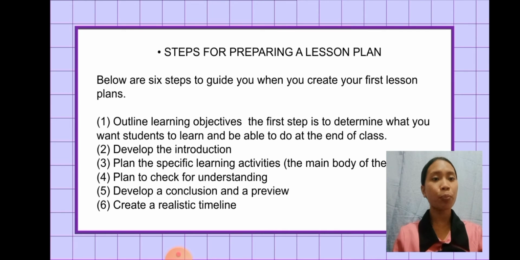These are the steps for preparing a lesson plan. Below are 6 steps to guide you when you create your first lesson plan. Number 1, outline learning objectives. The first step is to determine what you want students to learn and be able to do at the end of the class. Outlining learning objectives is important for us to know what the students must learn from our topic.